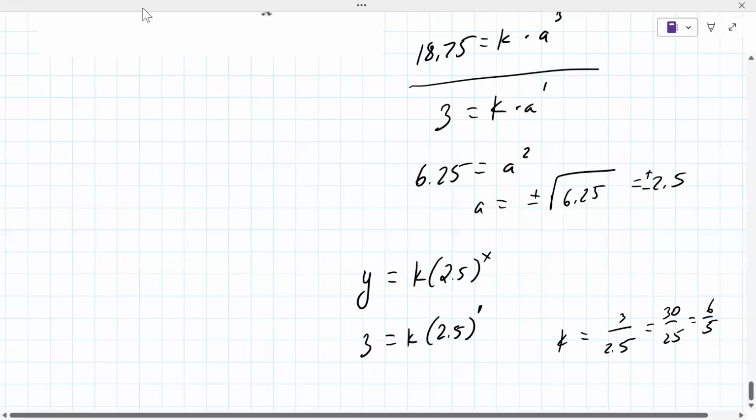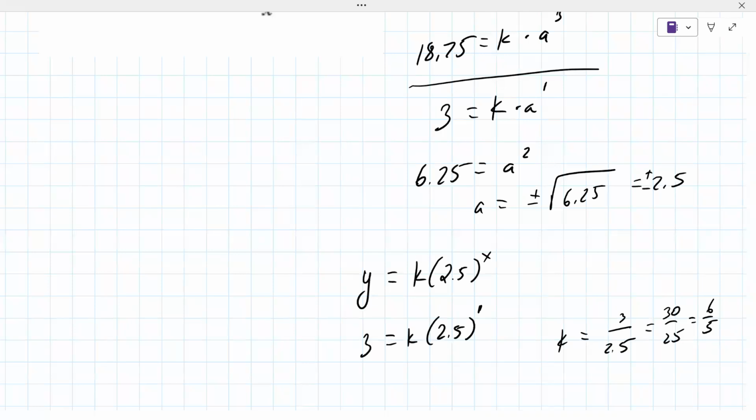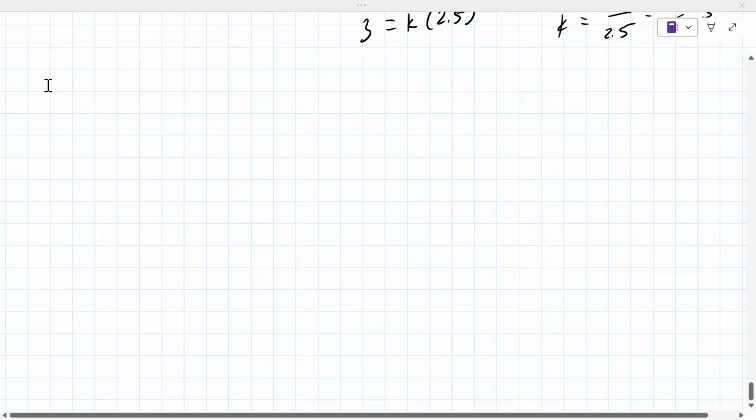Does that process look familiar to what you saw in class? Yeah. Okay. Do you want to try the other one? It's slightly easier. Yeah. And it is decay, so you're going to have a negative a.